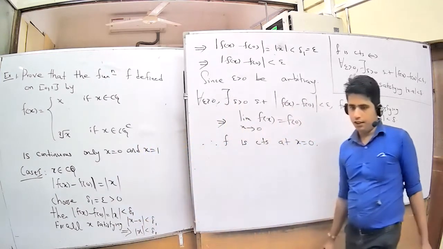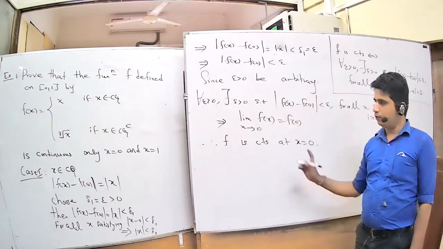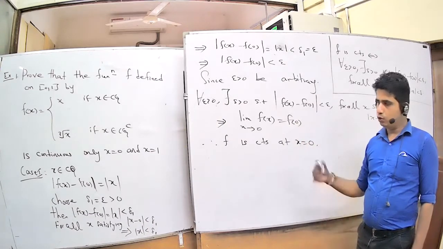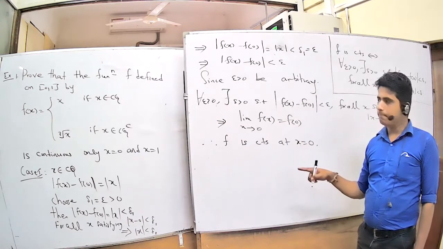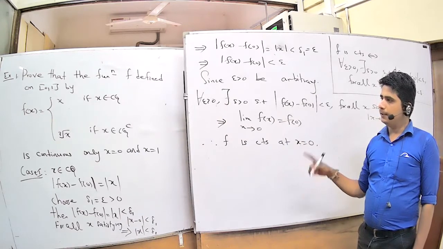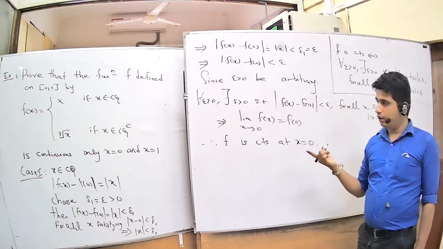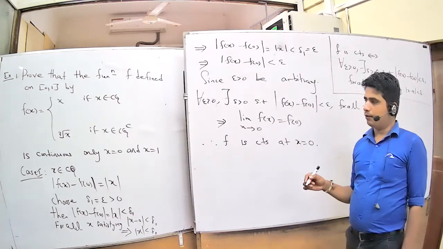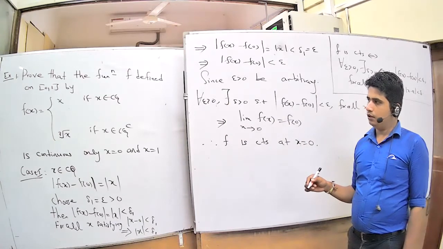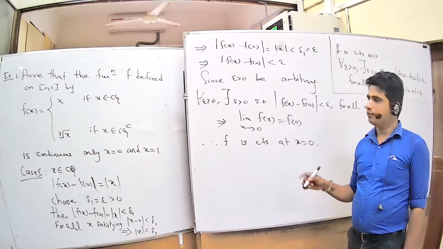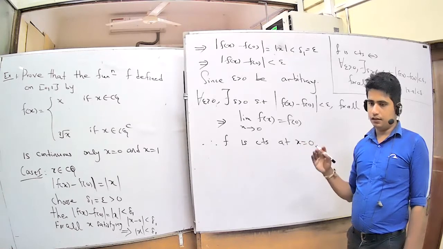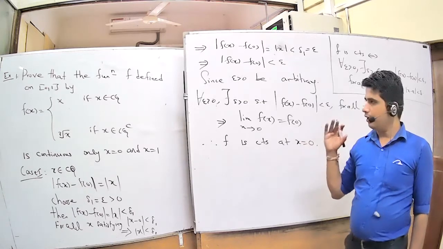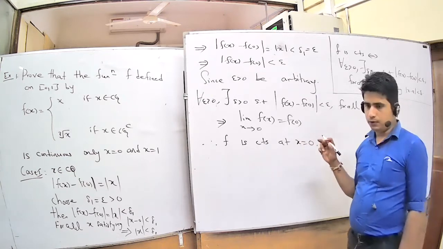Okay, f is continuous at x equal to 0 for case 1, that means x belongs to the rational numbers. Now you want to do case 2, that is for the irrational numbers. For the irrational numbers, f of x equals cube root of x. For that one, you want to prove that f is continuous at x equal to 0.